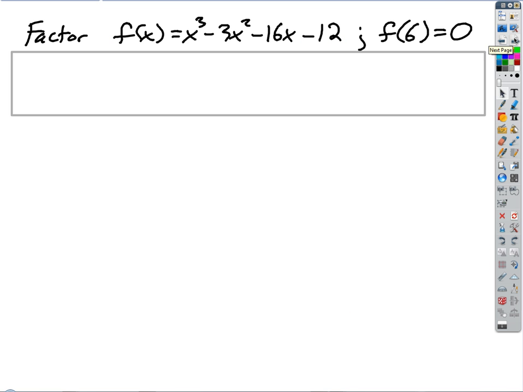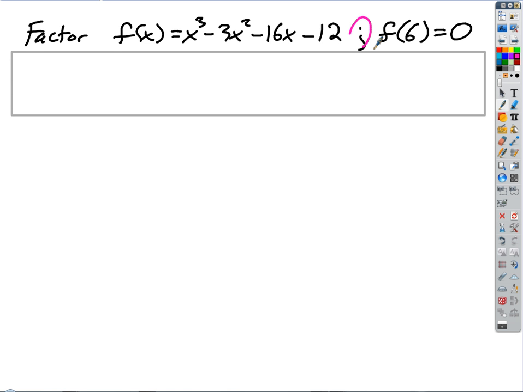Okay, so let's do another problem sort of like that, but disguised. Here's the other kind of problem that you're going to be given. Stuff like this, where I'm going to tell you to factor f of x, given that, so that's just a semicolon. Don't confuse that for being anything important. I'm just trying to separate these two statements. Given that f of 6 equals 0.